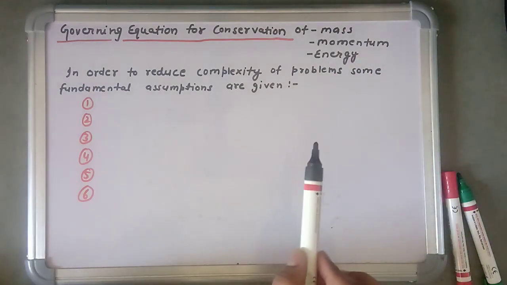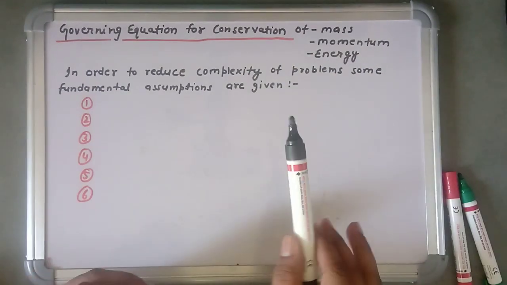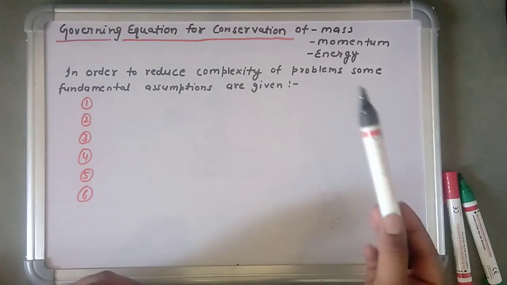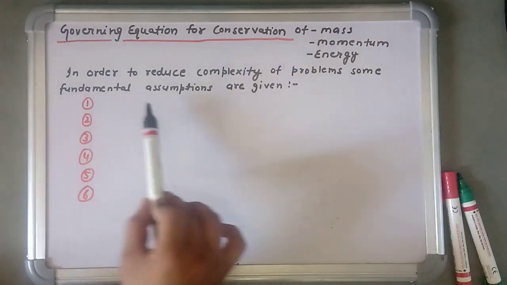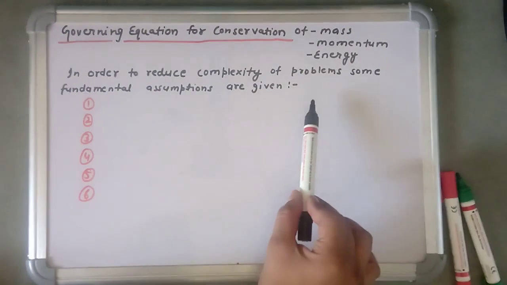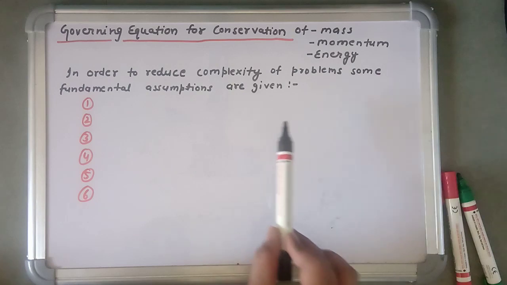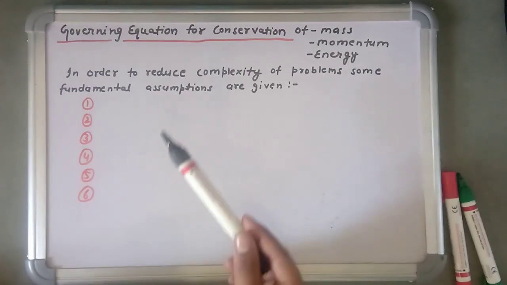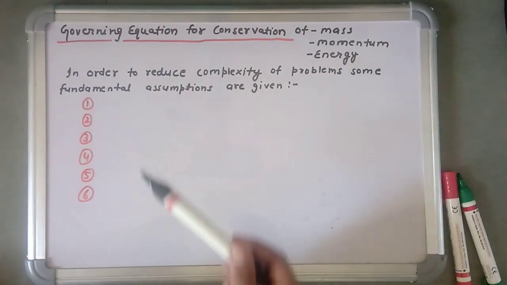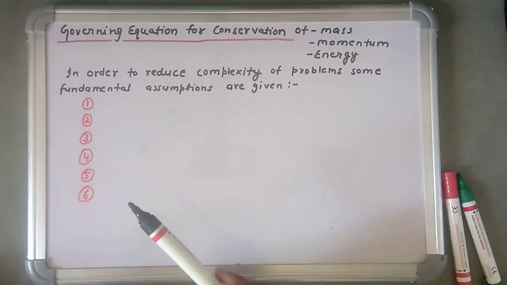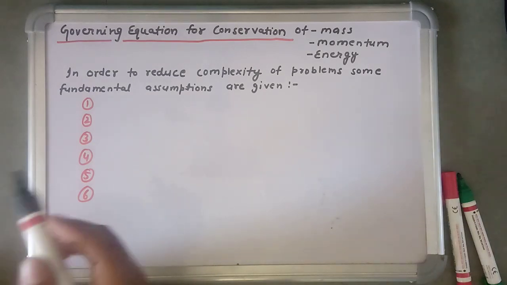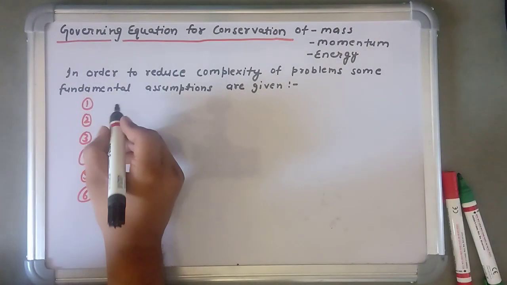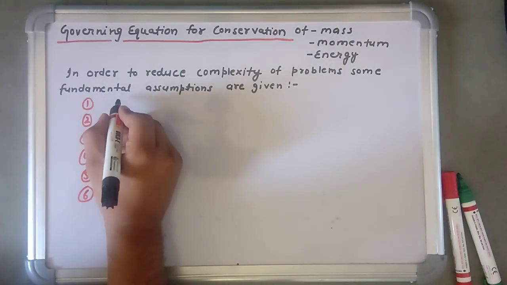To find these three equations, first remember that in order to reduce the complexity of the problem, some fundamental assumptions are given. In gas dynamics, some assumptions are given which we have to consider while solving the problems. These assumptions are, the first one is continuum.